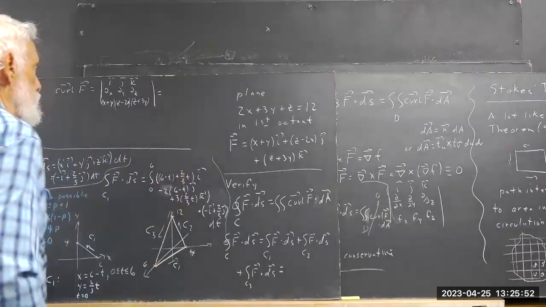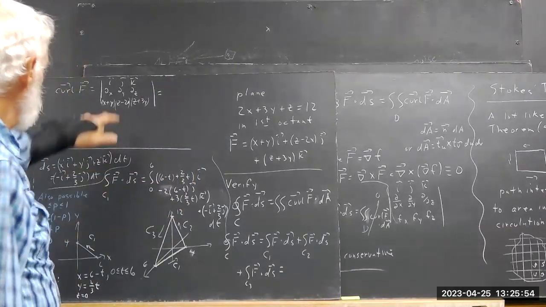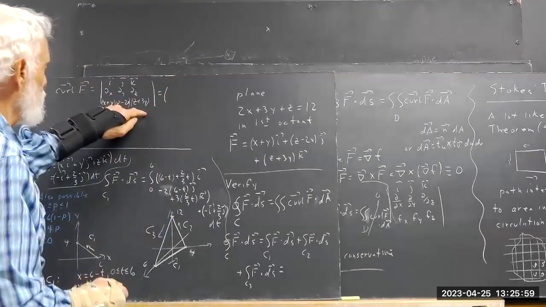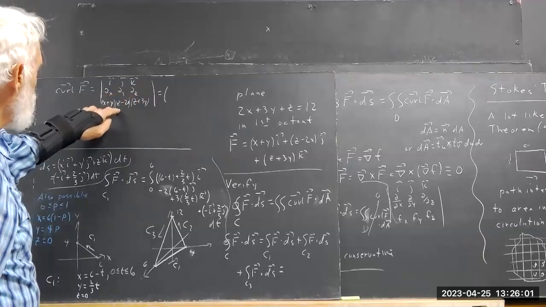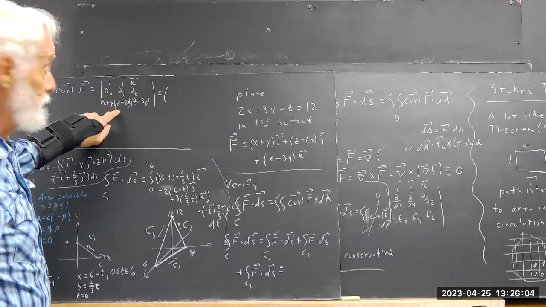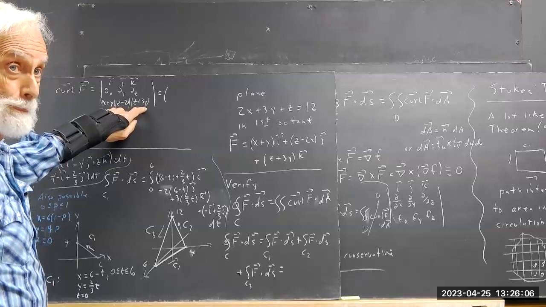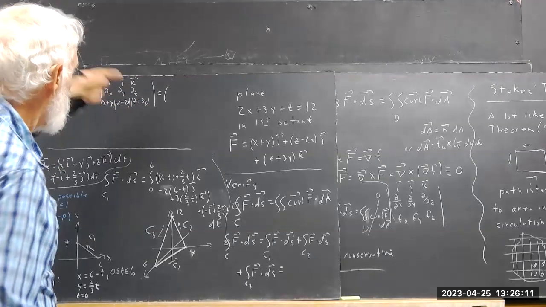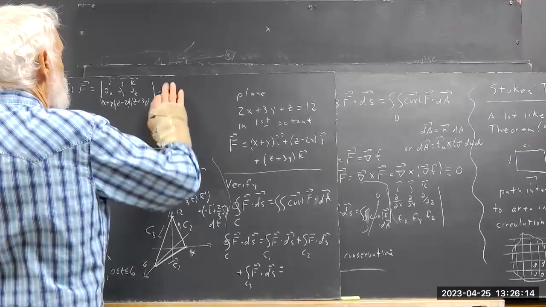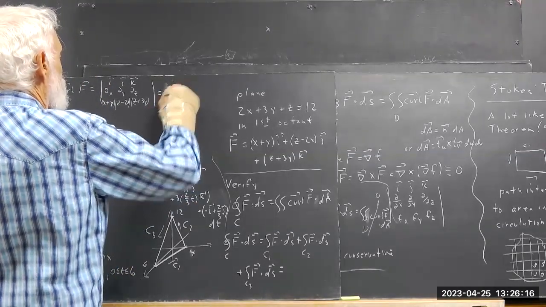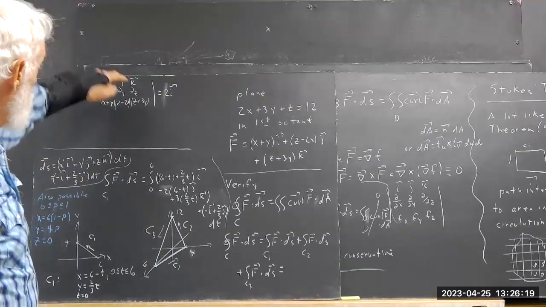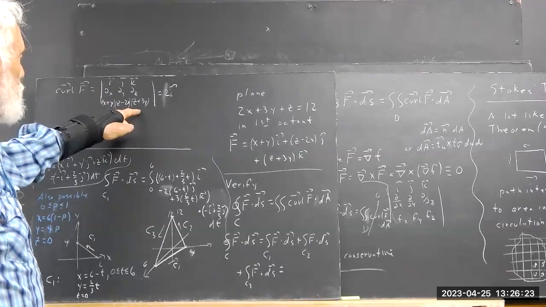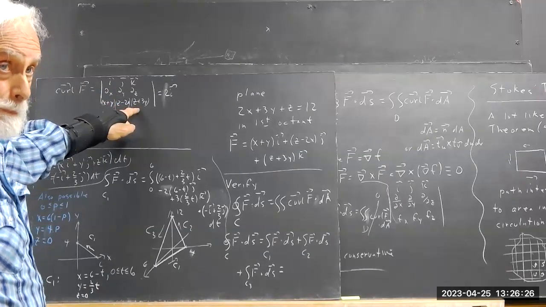So that's a calculation we need to do. We're going to have i times the partial of this with respect to y minus the partial of this with respect to z. Well, the partial of this with respect to y is 3. The partial of this with respect to z is 1. So it's 3 minus 1. We get 2i. On j, the partial of this with respect to z is 0. The partial of this with respect to x is 0. So we get no j.